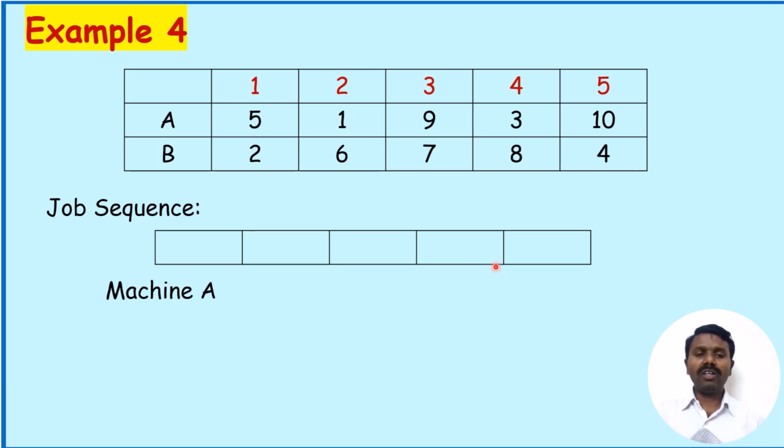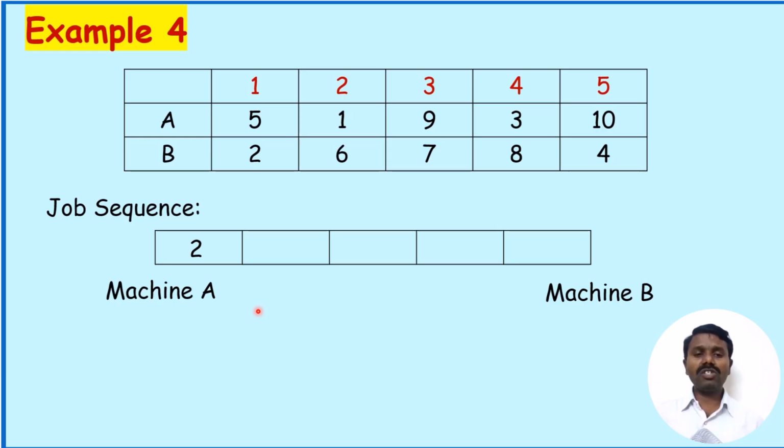And then if any small value belongs to machine A, we need to schedule it first. If any small value belongs to machine B, we need to schedule it last. Now let us try to identify the smallest value. This is the smallest value that belongs to machine A, and we need to schedule it first. So which one do we need to schedule first? The second order, or second job, we need to schedule first.